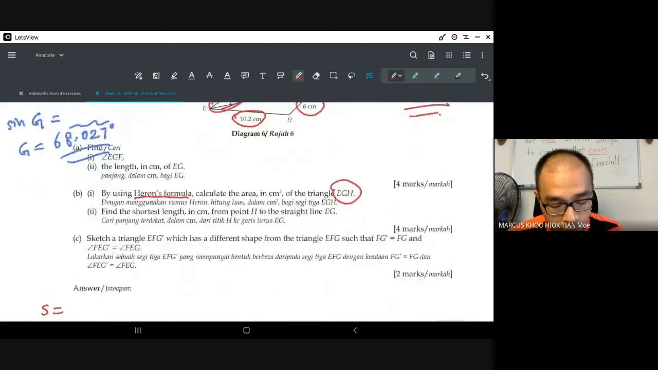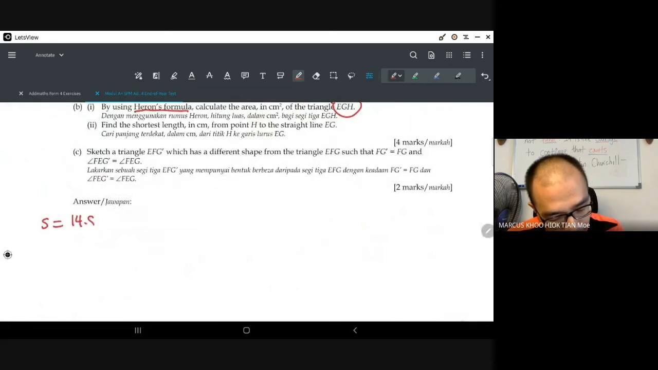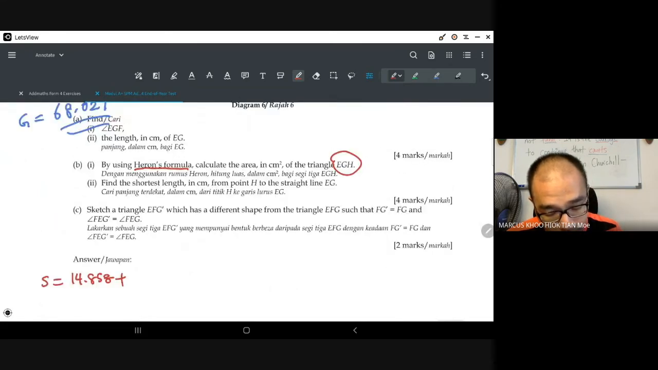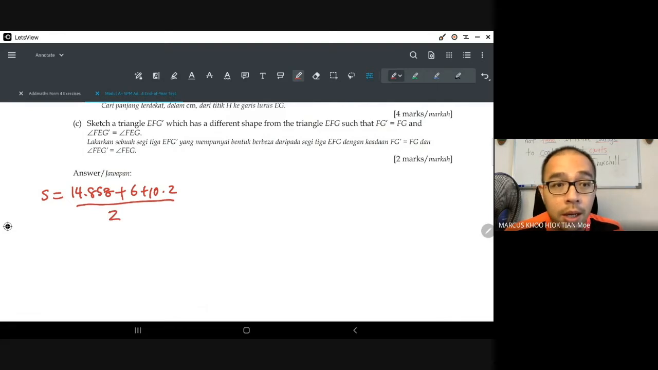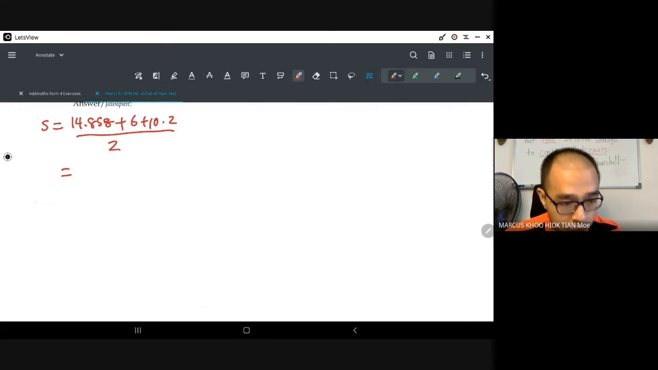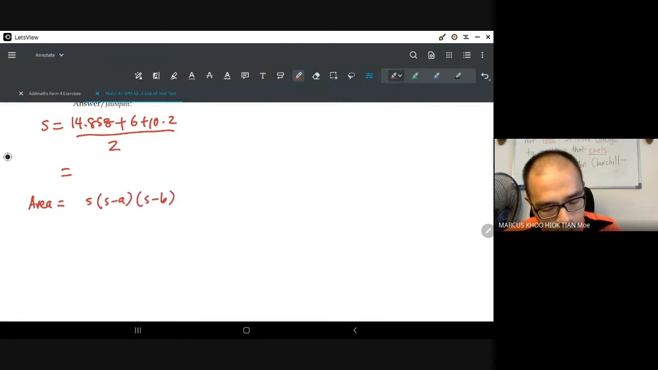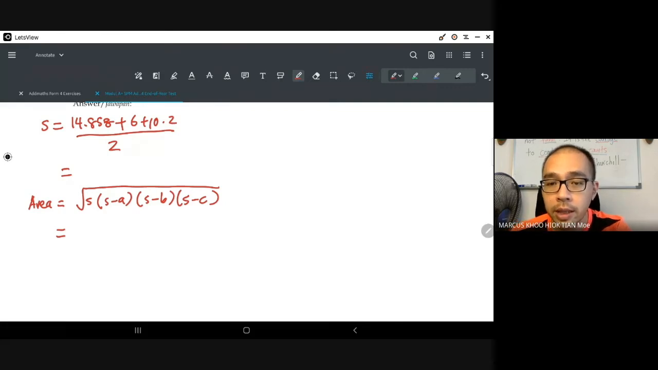So 14.858 plus 6 plus 10.2, divide by 2. Freya, can you calculate this for us, please? And then after that, we're going to straight away use Heron's formula. Area equals the square root of S times S minus A times S minus B times S minus C. Freya, can you calculate S for us, please?